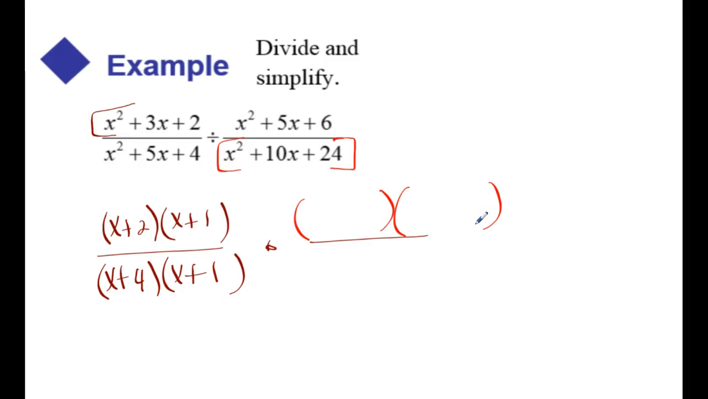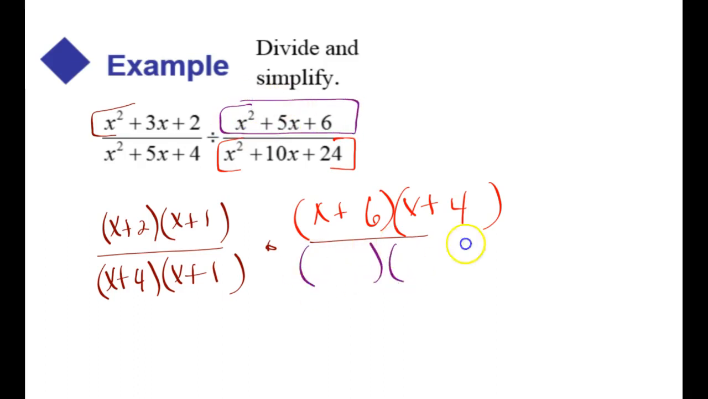Factors of 24 that add up to 10 are 6 and 4. Signs are alike, they're both positive. And the numerator goes into the denominator, because instead of dividing, I'm multiplying. Factors of 6 that add up to 5 are 2 and 3. Don't use 6 and 1, because that adds up to 7. Signs are alike. We'll add.